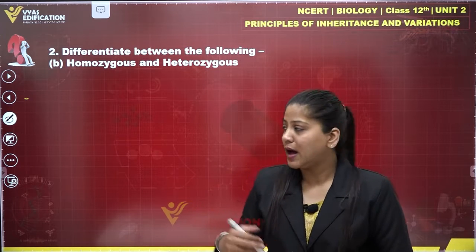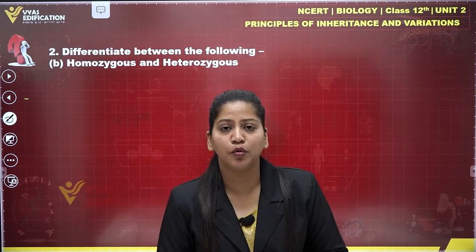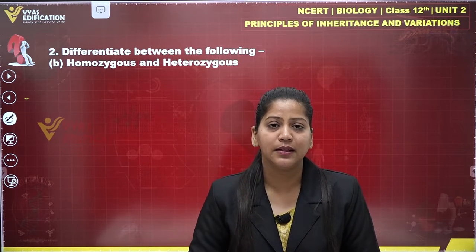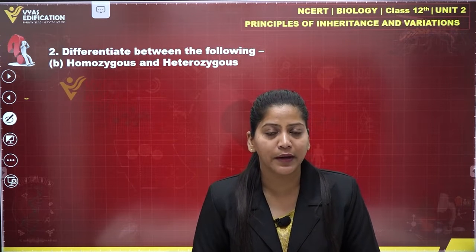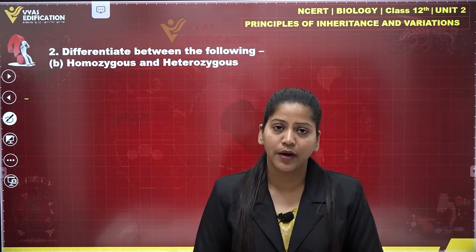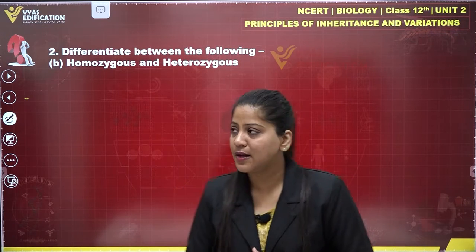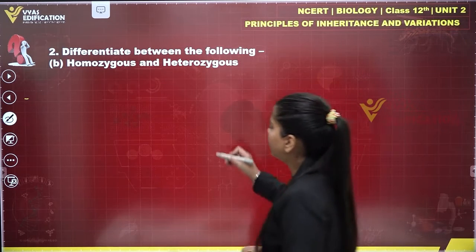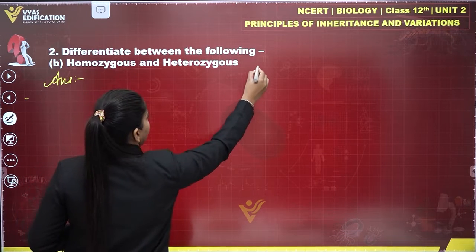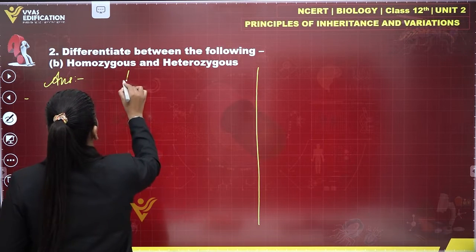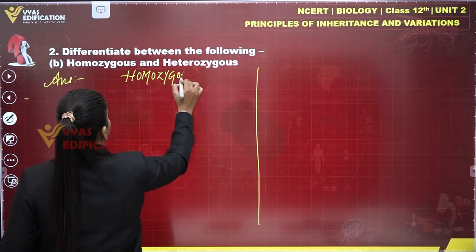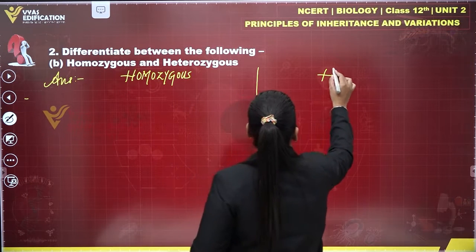Another thing about the homozygous pair of a trait is that it can produce only one type of gamete, whereas the heterozygous can produce two types of gametes. Now we are going to write the answer. In the left column, we are going to write homozygous. Here we are going to talk about heterozygous.